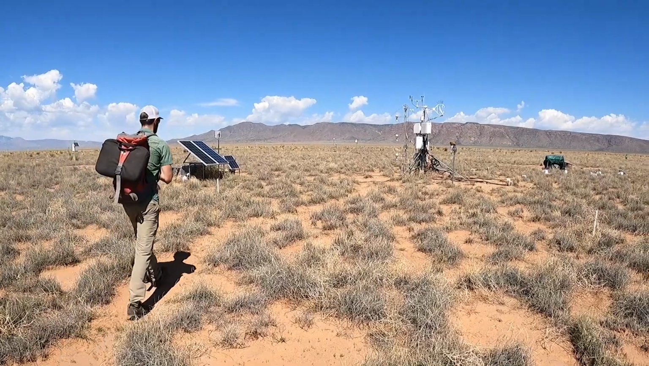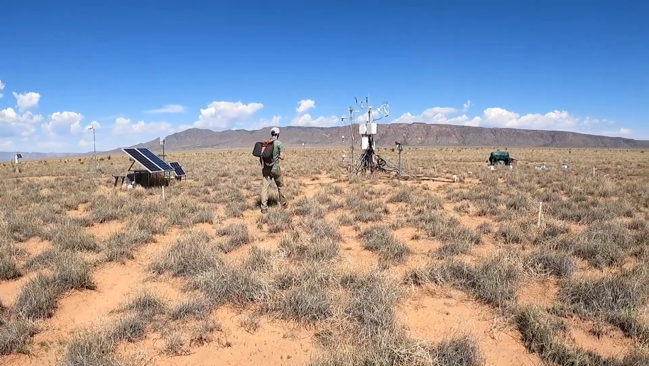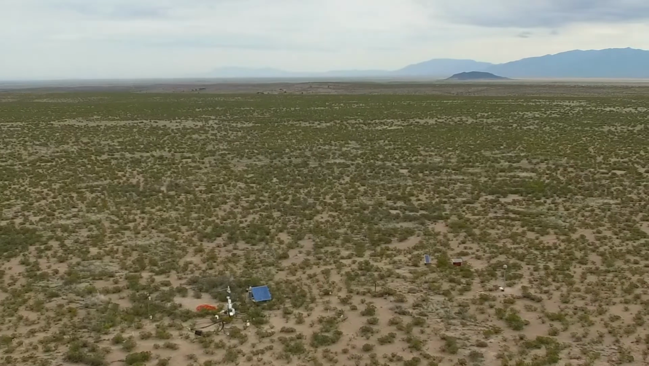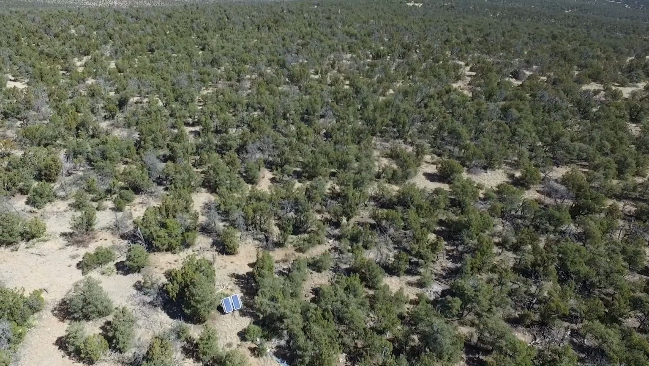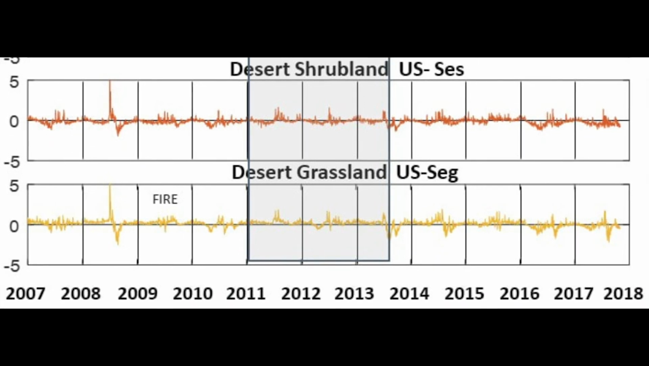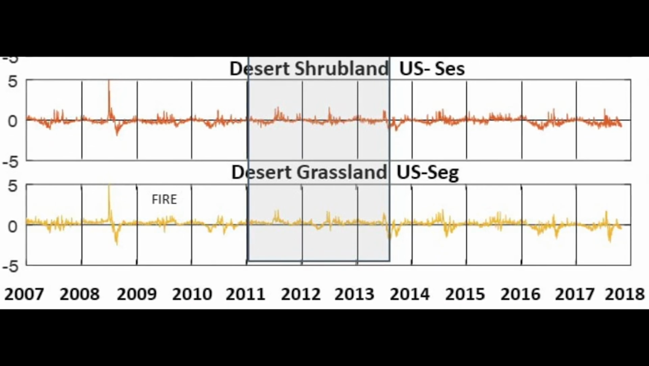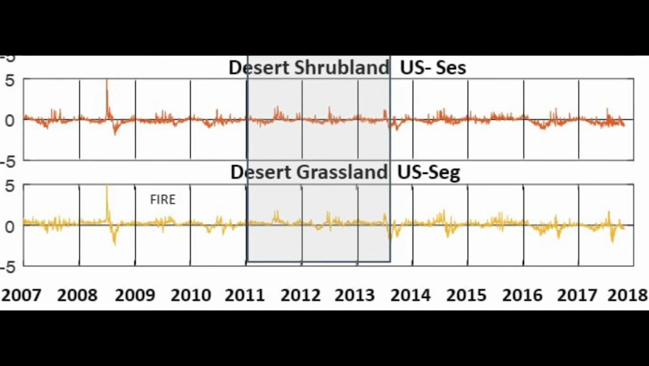6 of these flux towers occur in the footprint of the Sevilleta LTER. There are 2 in dry grasslands, like this one here, 1 in a creosote shrubland, 1 in a juniper savanna, and 2 in pinyon juniper woodlands. These towers have been running for 15 years now, providing long-term continuous measurements of how much carbon, water, and energy is exchanged between the land surface and the atmosphere.